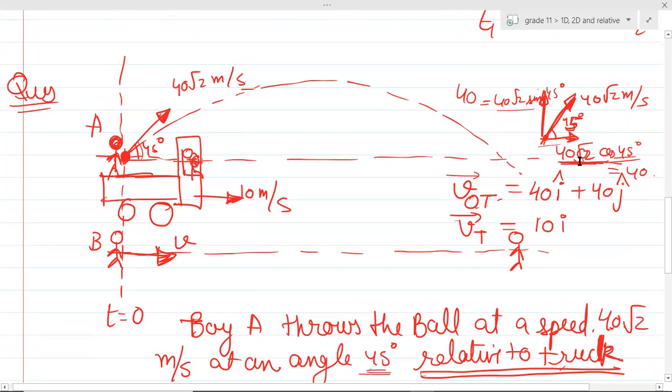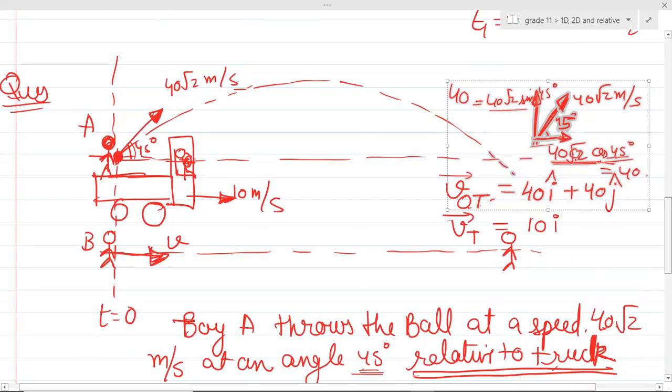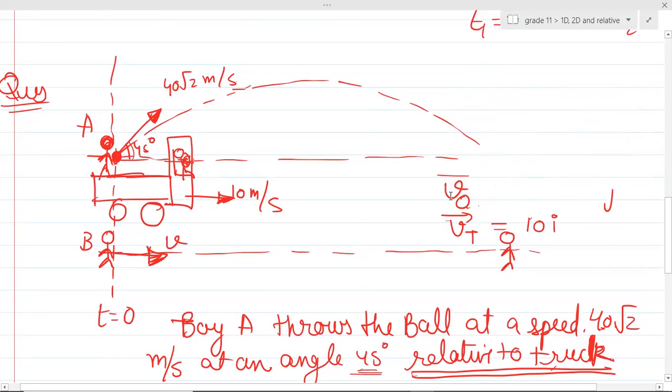Basically, this was u and this was cos theta. This was u, this was sin theta. When you solve it, you'll get 40 and 40 here. And you see cos 45 is 1 by root 2, sin 45 is also 1 by root 2.